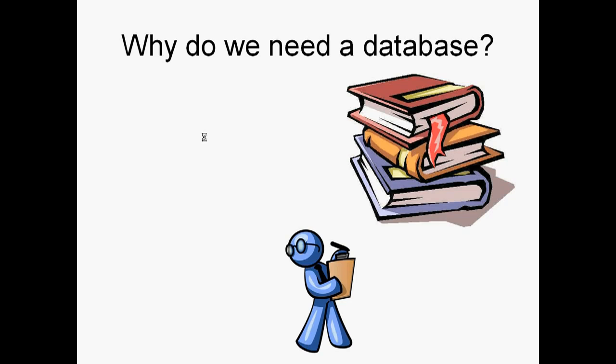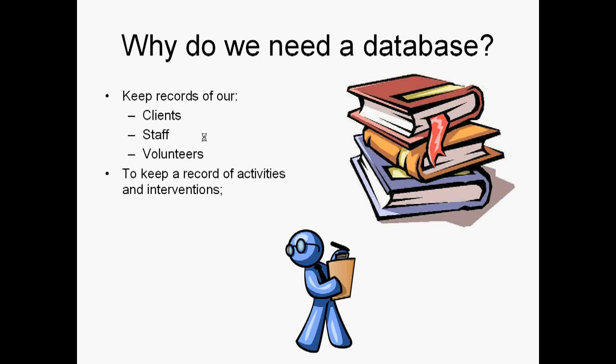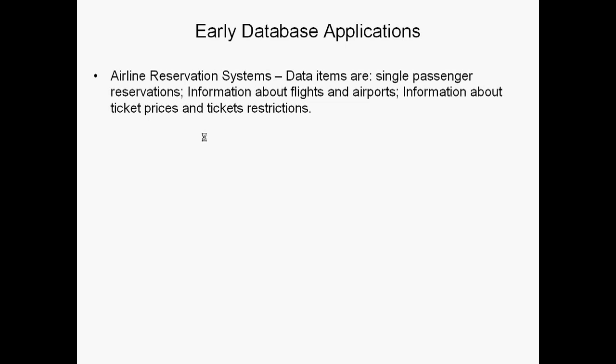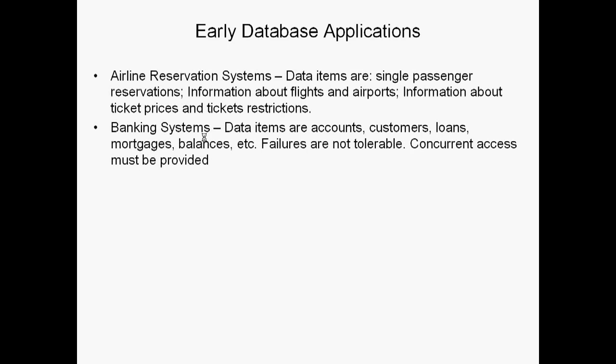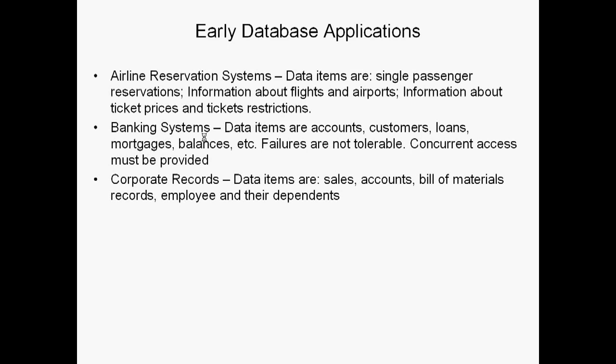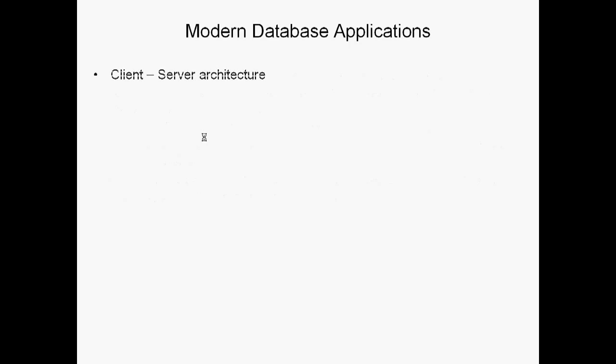Okay, so we have seen three things: what is a database, when to use it, and what are the things. And coming back, why do we need a database? This is a silly thing. We need to keep our own records, activities, sales records. If it is a developer, reports, all those things will be there. Some of the early database applications are airlines reservation systems, banking systems, all those things.